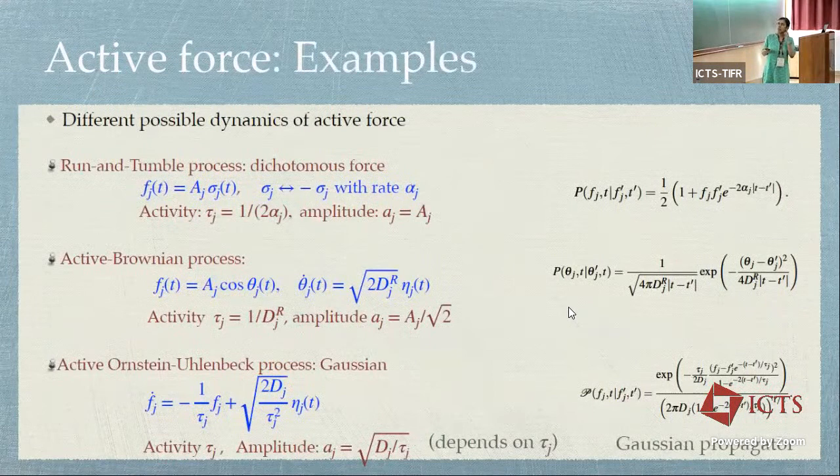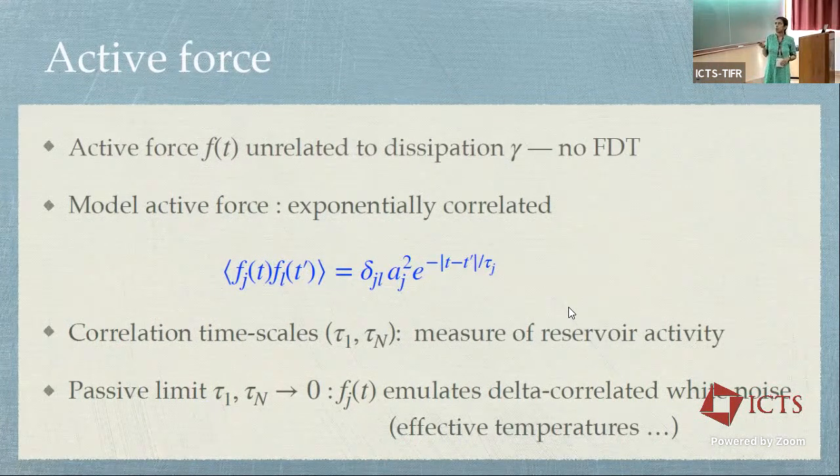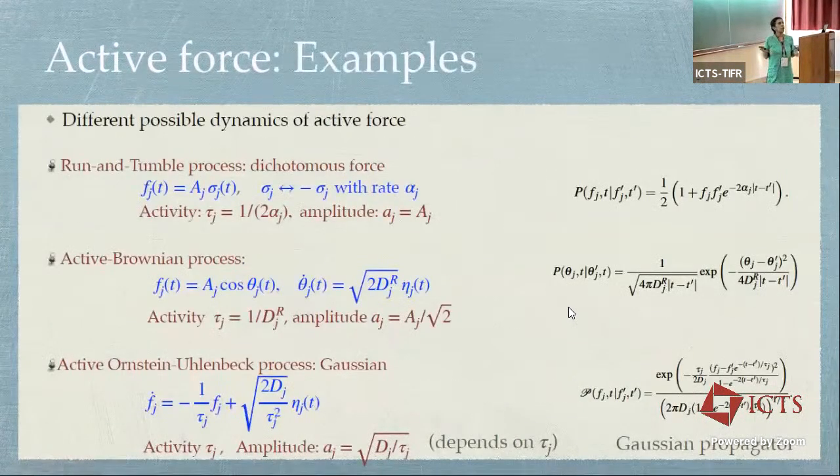So now the question is how exactly we model dynamically these forces. I have assumed that they have exponential correlation, but one can get exponential correlations in many different ways. So here are the three cases that I'll consider. These are the usual active processes, the so-called run-and-tumble process, active Brownian process, and active Ornstein-Uhlenbeck process. This again Sridhar mentioned in his talk. Here are the other two things. So the run-and-tumble process is basically where the force can have two different values, capital A and minus capital A. And then there's a sigma, which is a dichotomous variable. So it can just flip sign with some rate alpha_j.